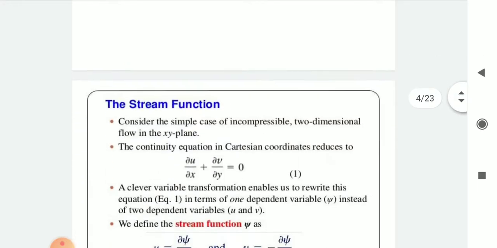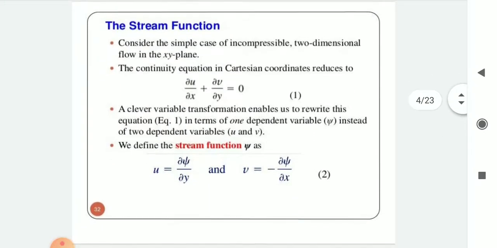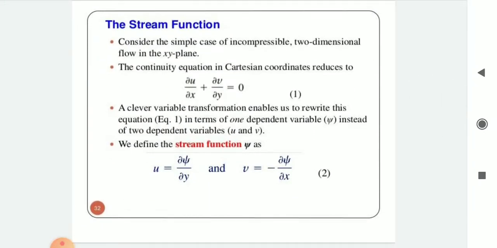Okay. So in stream function, consider the simple case of incompressible two-dimensional flow in the xy plane. The continuity equation in Cartesian coordinates reduces to du by dx plus dv by dy is equal to 0. This is called equation 1.